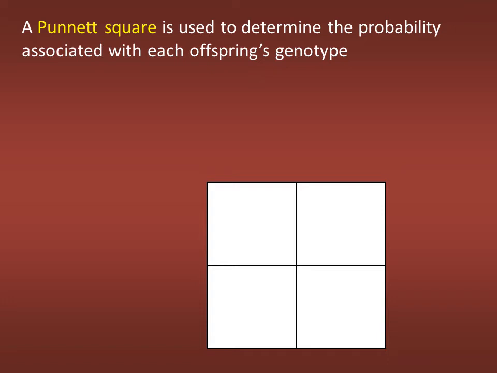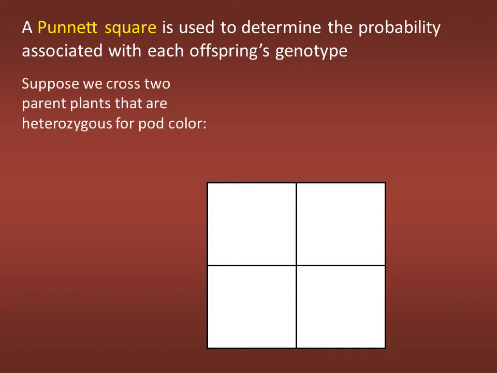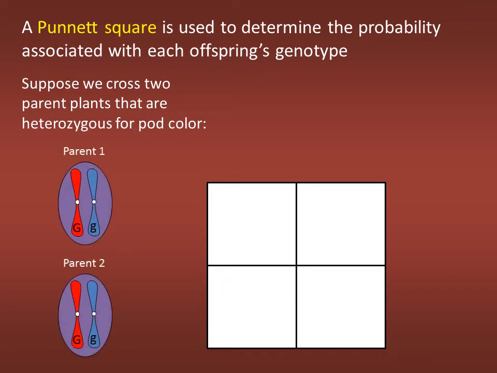Okay, so we use a Punnett square to anticipate the probabilities associated with the genotype of the offspring created from a mating event. So let's do an example here using this Punnett square. Suppose we're going to cross two parent plants that are both heterozygous for pod color. So remember what this means at the molecular level.